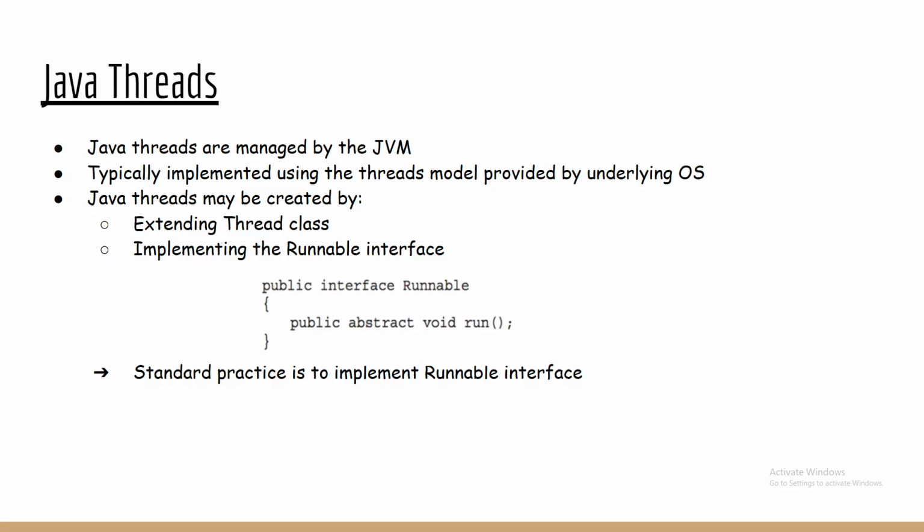There are two primary ways to create a thread in Java: by extending the Thread class or by implementing the Runnable interface. The standard and most common practice is to implement the Runnable interface. This is more flexible as it allows your class to extend another class while being runnable. The Runnable interface is simple. It just requires you to define a run method which contains the code your thread will execute.